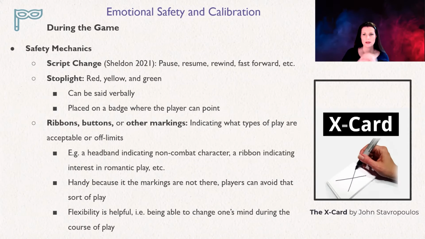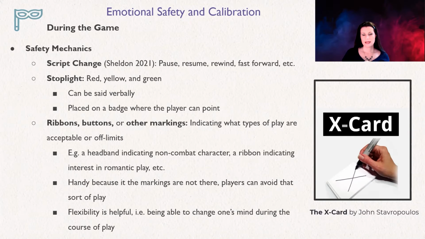Again, it could be a ribbon that says, I am interested in romantic play. So then somebody sees the ribbon and then they know they can approach with that kind of play. Now you still have to negotiate consent, and we'll talk about that later. And that can happen non-verbally sometimes, but I do recommend verbal negotiations just to make sure everybody's on the same page. But these ribbons or buttons or other markings are handy because if it's not there, players can avoid certain kinds of play, and if it's there, it can signal that they want certain kinds of play, or vice versa, depending on the system that you've set up.